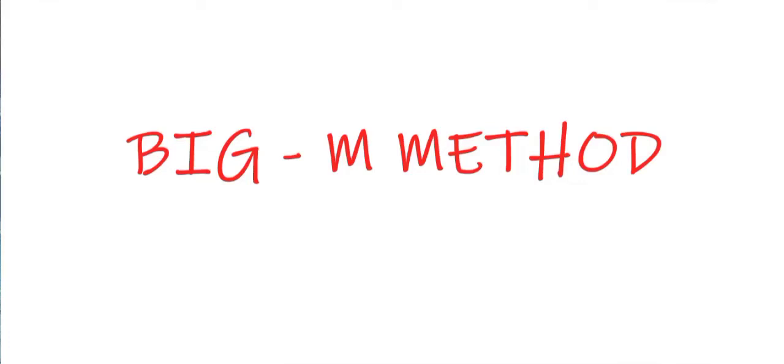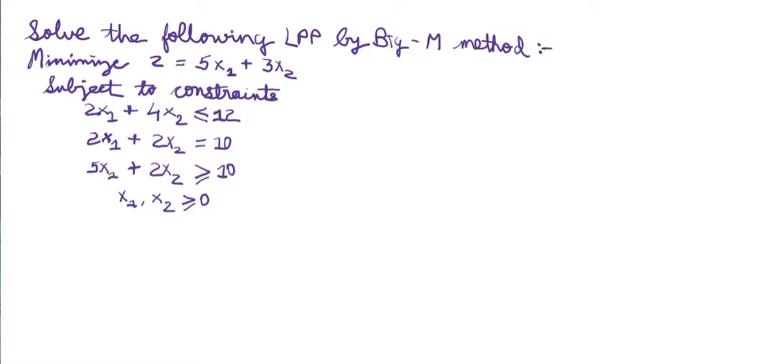In this video, we will understand how we can solve the linear programming problem using the Big M method. The question is, solve the following linear programming problem by Big M method. Here, minimize z = 5x1 + 3x2 subject to the constraints 2x1 + 4x2 ≤ 12, 2x1 + 2x2 = 10, 5x1 + 2x2 ≥ 10, and x1, x2 ≥ 0.